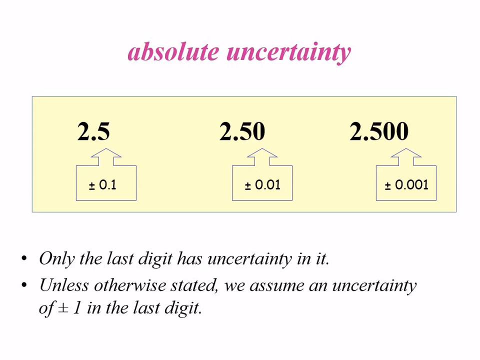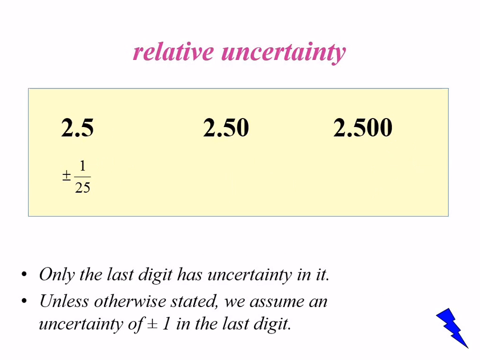Then that's what we call the absolute uncertainty. If we come up with a relative uncertainty, which is simply the value divided by the absolute uncertainty, we get 1 in 25 parts for the first one, 1 in 250 parts for the second one, and 1 in 2,500 parts for the last one. So we can see that the relative uncertainty is definitely affected by having those trailing zeros after the decimal.